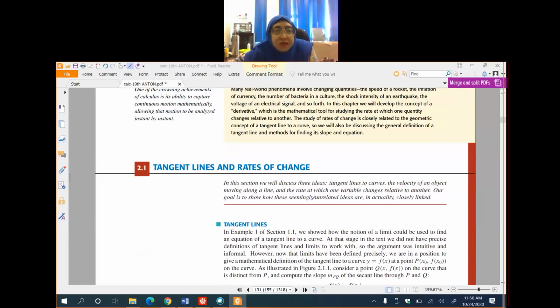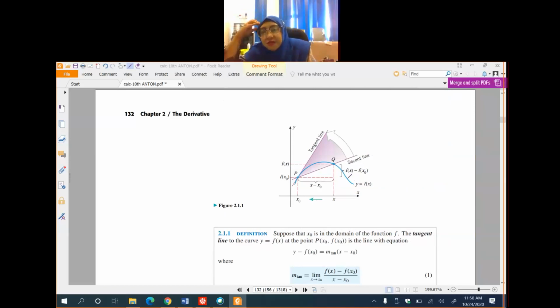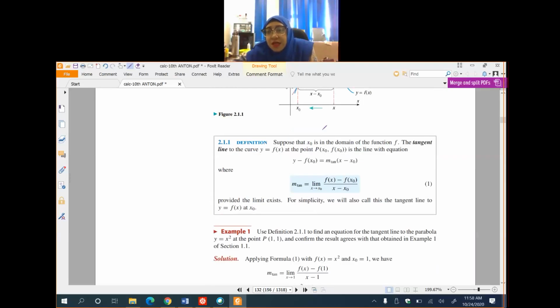Okay, next chapter: derivative. The tangent line and rate of change. I think I've mentioned before the secant line and the tangent line. Now we want to discuss the slope of the tangent line. The slope is keturunan in Bahasa Melayu. The slope of the tangent line can be expressed as the limit of f(x) minus f of x naught divided by x minus x naught, as x approaches x naught.